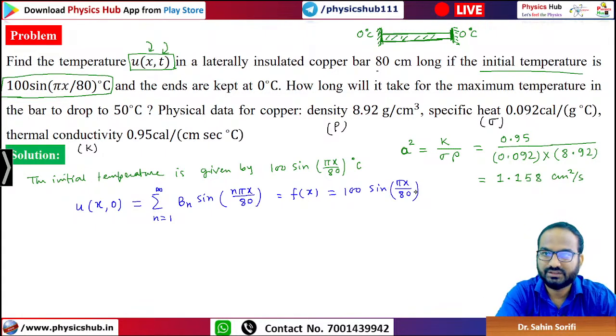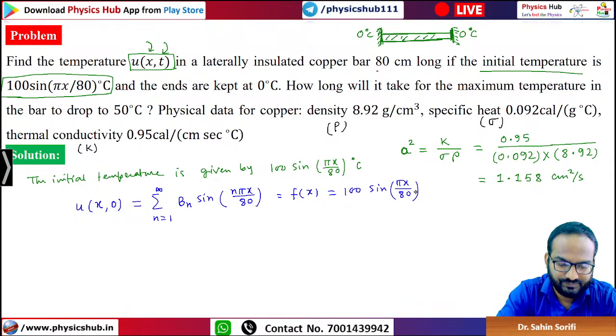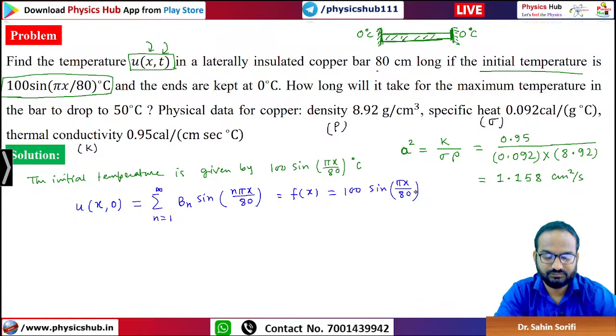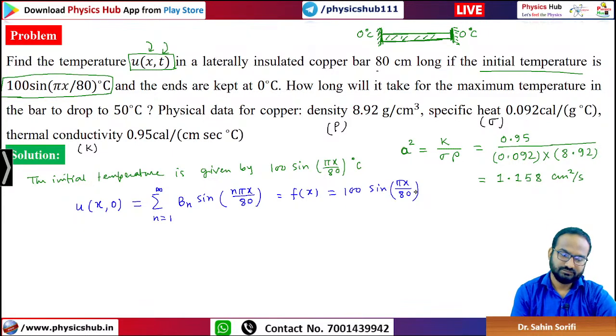Just check the one-dimensional heat equation, the way we solved it, and let me know if you understand this one. Check what solution we got. We got, I think, bn sin n pi x by l e to the power minus lambda n square into t.